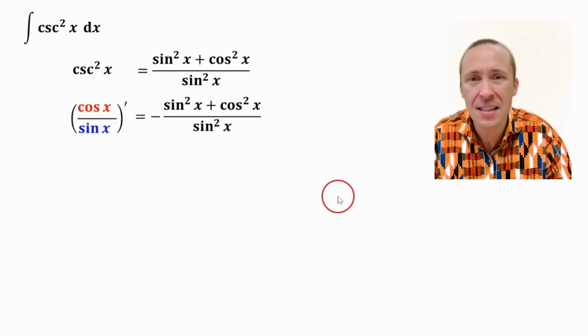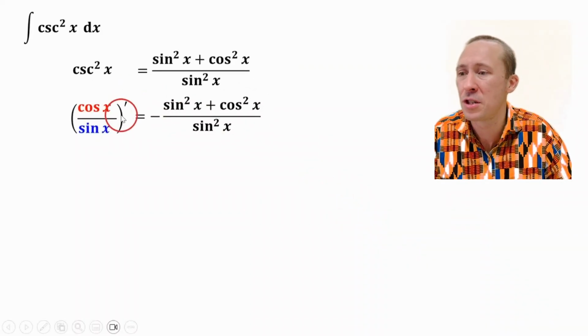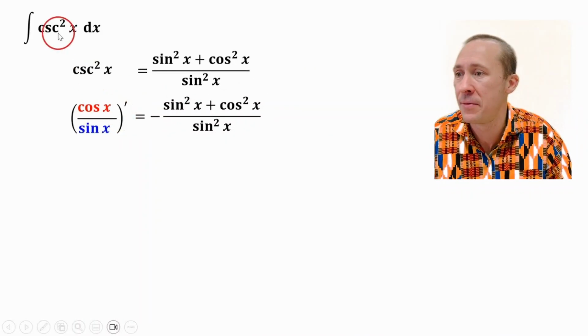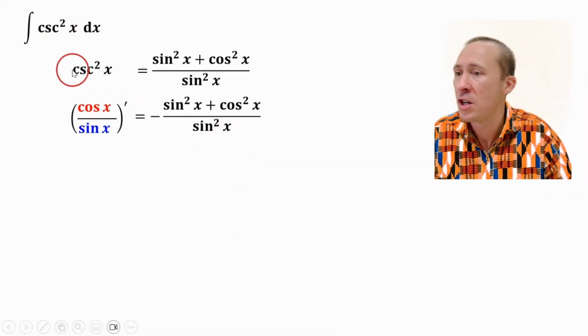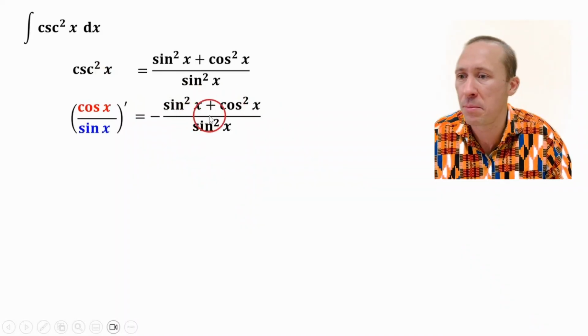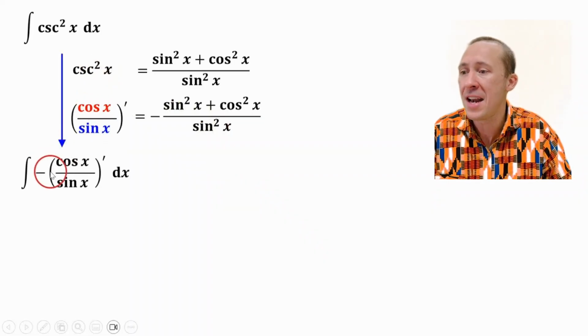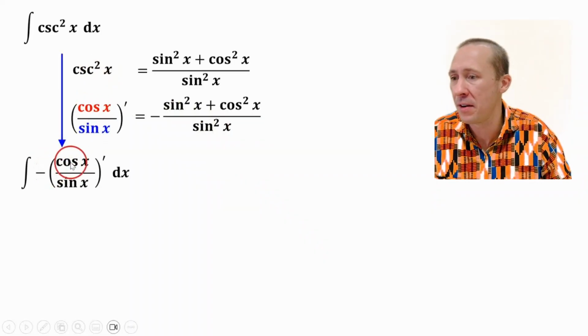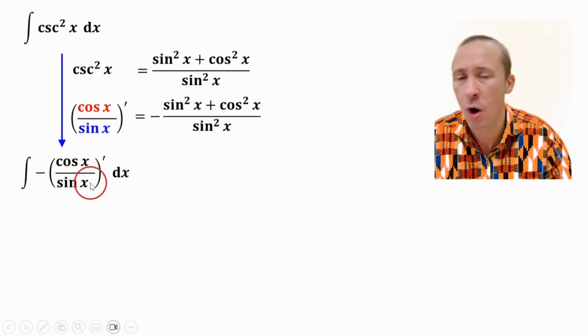And because of this, we're going to substitute this derivative into our integrand. So cosecant squared is equal to this fraction, sine squared plus cos squared over sine squared, with a negative sign. So cosecant squared is equal to the negative of the derivative of cos x over sine x. I hope you can see that.